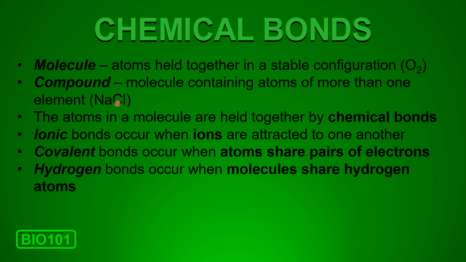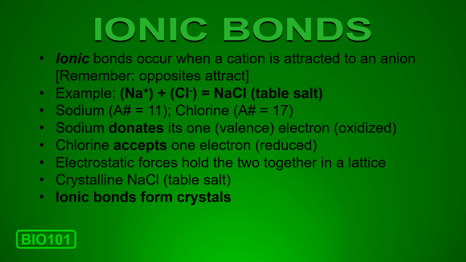We'll see that with sodium chloride. Covalent bonds occur when atoms share electrons. Hydrogen bonds occur when molecules share hydrogen atoms. By strength, and we need to remember this, covalent bonds are the strongest, ionic bonds are next in line, hydrogen bonds are the weakest, and actually there are other types of bonds which we will get into later on.